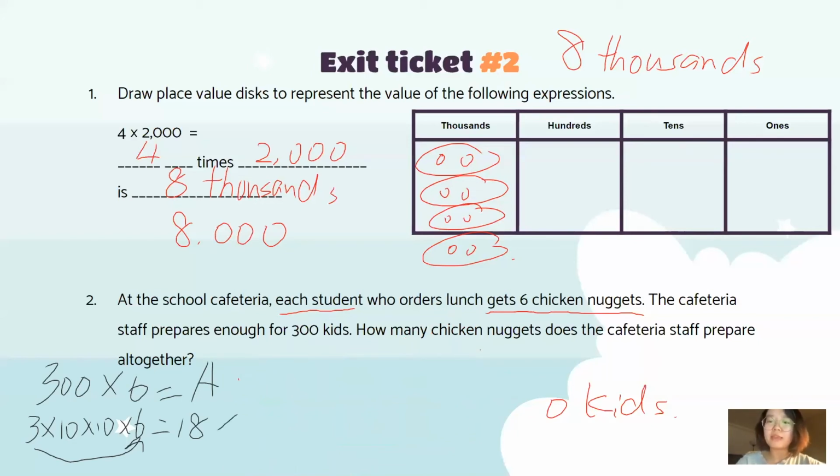Okay, and times 10 times 10. So what is 10 times 10? That is 100. And what is 18 times 100? That is 1,800. So this is the total amount of chicken nuggets the cafeteria staff prepare altogether.